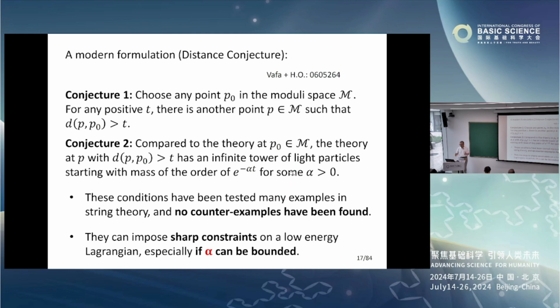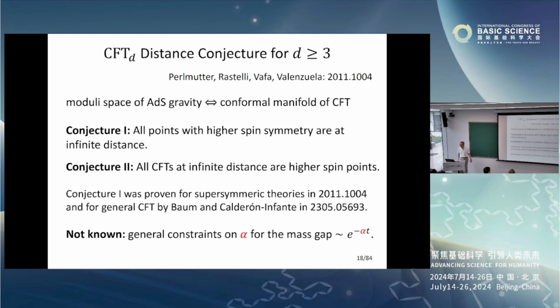But the positive thing I can say is that these conditions have been tested by many examples, and Timo Weigand, who is sitting in the front, has been right. He has made a heroic effort to enumerate many examples, and no counterexample has been found so far. But as I said, we can have an even sharper and more useful constraint on low energy theory if alpha can be bound. And that's what I'd like to talk about in the first part of this talk.